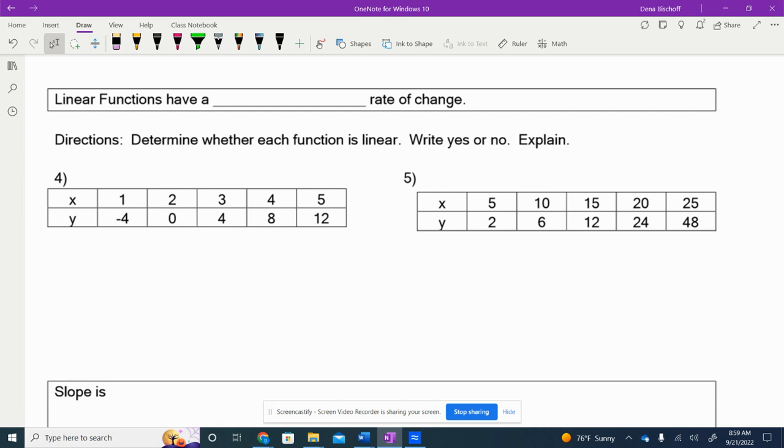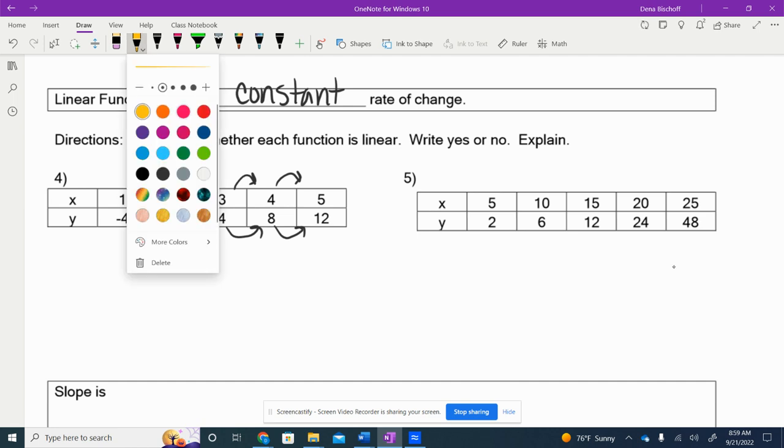Linear functions have a constant rate of change. We've talked about this. So determine whether each function is linear. If it's linear, that means that the change in y over the change in x is going to be the same. And it might not look the same, but those fractions will reduce to the same value. So let's look at this first one.